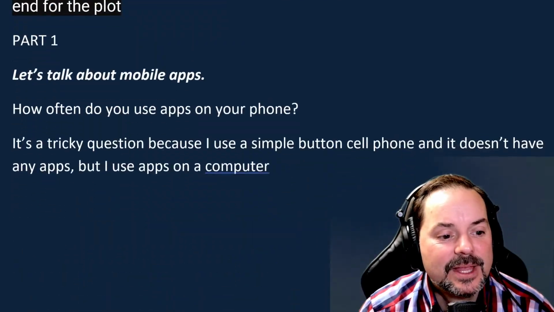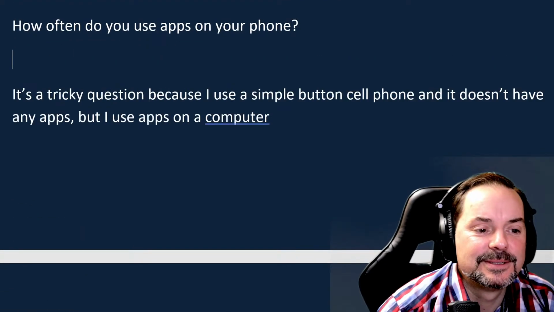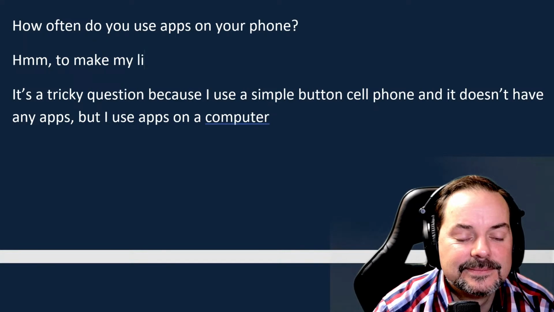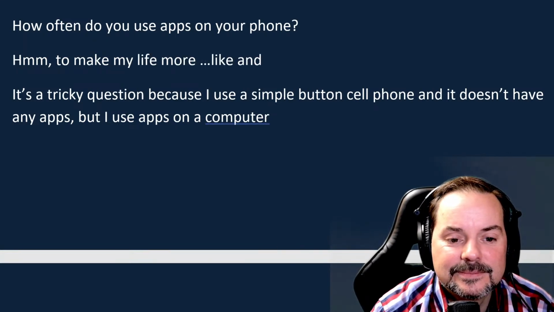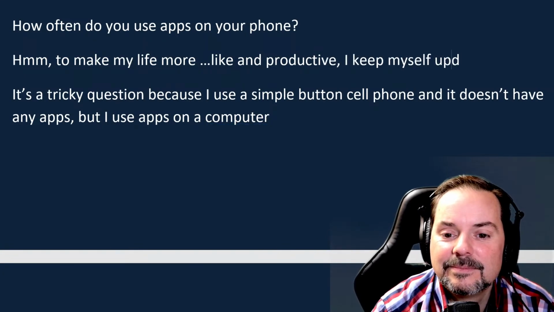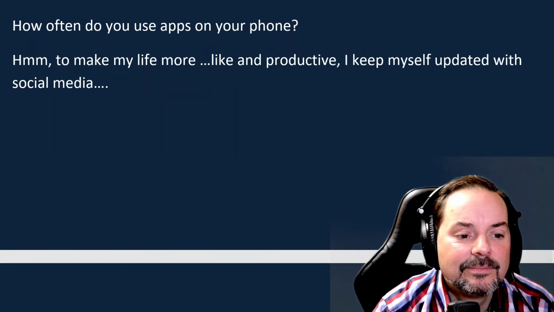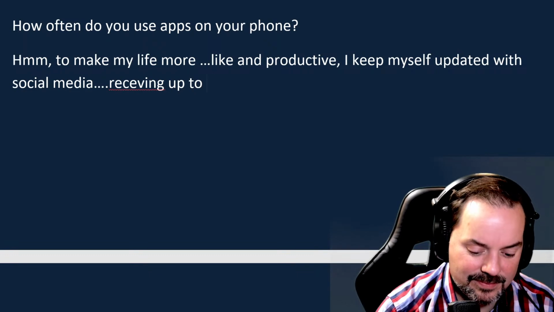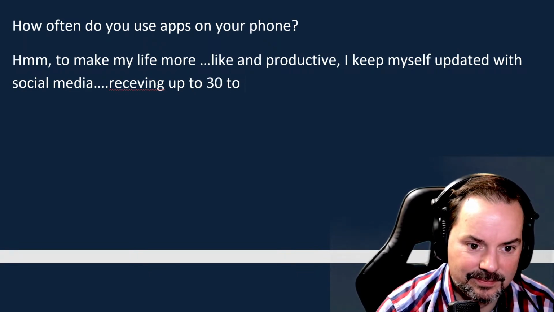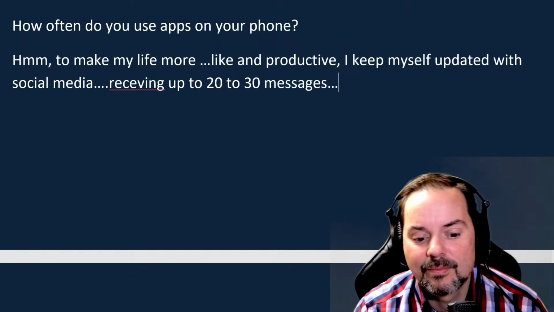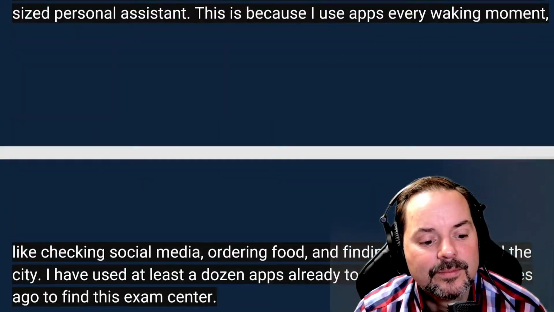All right, let's talk about using apps. How often do you use apps on your phone? To make my life more streamlined and productive, I keep myself updated with apps and social media at least 3 hours a day and every day on my regular basis, receiving up to 20 to 30 messages and emails per day from my college and university professors. So I use apps on my phone every time. Like this morning, I spent more than one hour replying to Gmail assignments from my university classmates for next week's presentation.